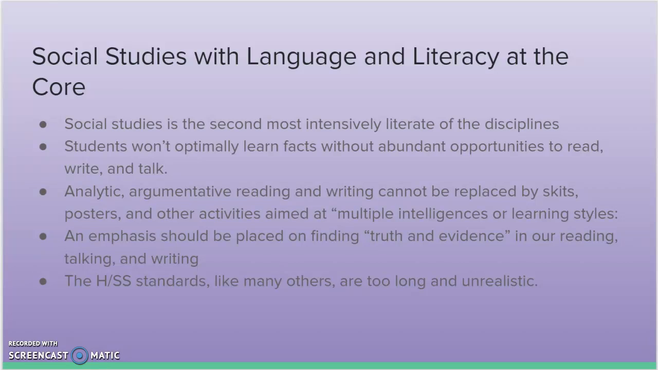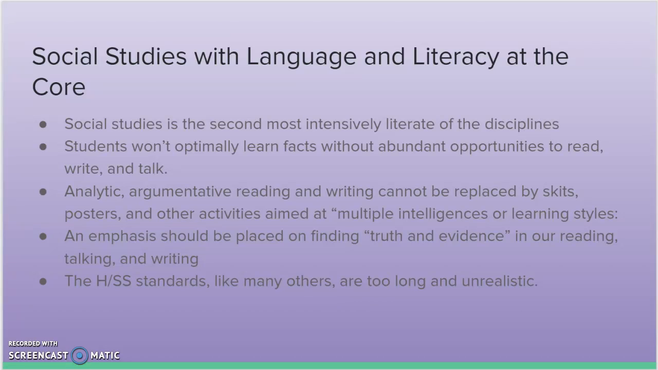So Schmoker basically says that because social studies is the second most intensively literate of the disciplines, we can't get around reading and writing in social studies. We have to have students learn to effectively write an argumentative essay or paragraph, and they also have to be able to read and analyze primary and secondary sources.